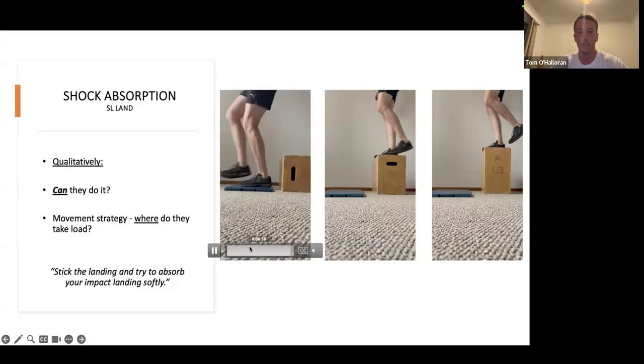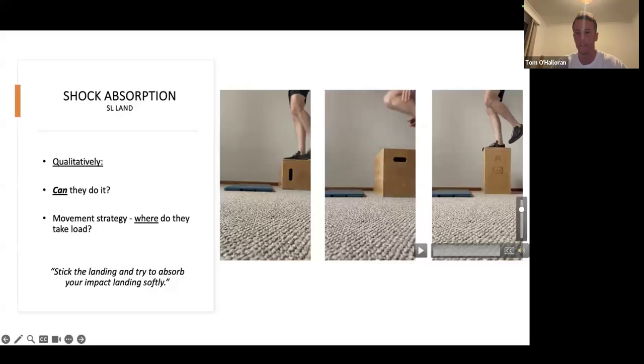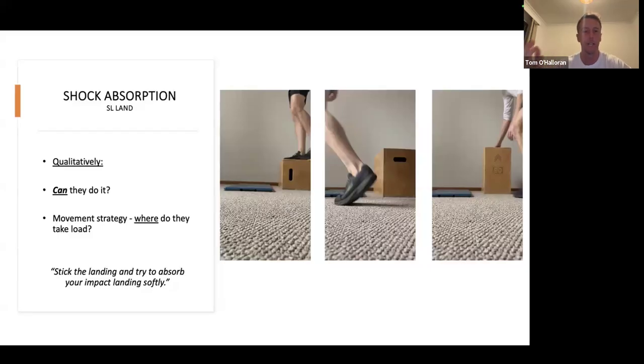And sometimes I'll just go, okay, let's go off 30, maybe 40, maybe up towards 50, depending on the demands the person's getting back to. So maybe that sprinter, maybe that higher level has higher eccentric demands. We need to increase the acceleration of that falling center of mass to actually see how they go absorbing. Can they stick it? What's their movement strategy like? My cues for that are usually stick the landing, try and absorb impact as much as possible, or land softly.